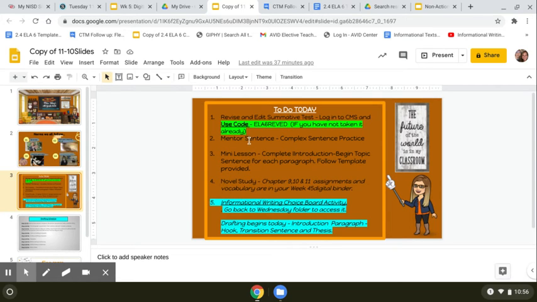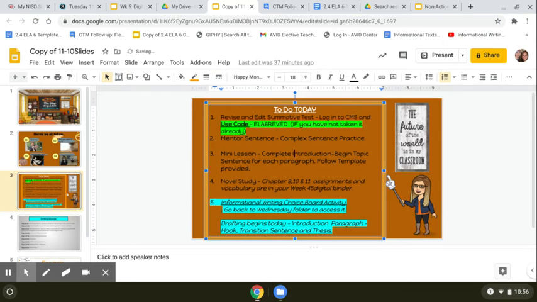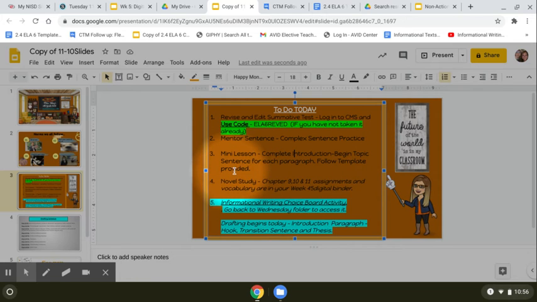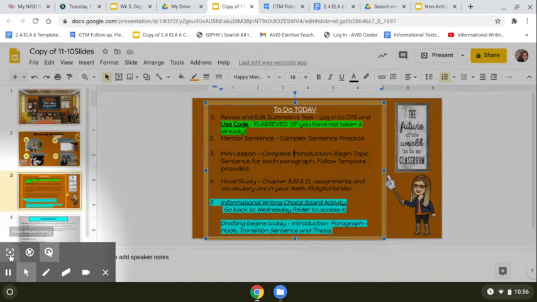Okay. You are going to continue with your mentor sentence, your complex sentence practice. Notice that I put all of the week for you already available, so you can work on that at your own pace. Okay. Also, not only are we going to wrap up your introduction, for some of you, but you are going to begin your topic sentences for your paragraphs. Okay. So you're going to follow the template that was provided when I assigned you your project that you selected.